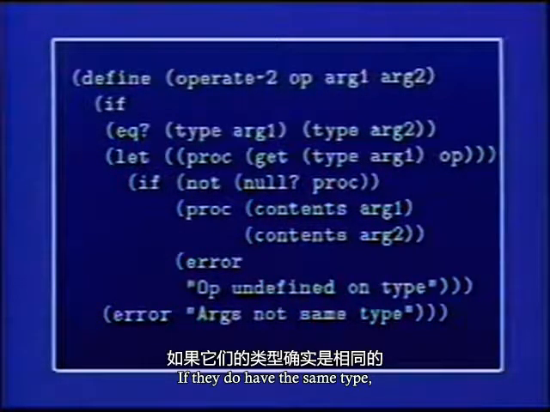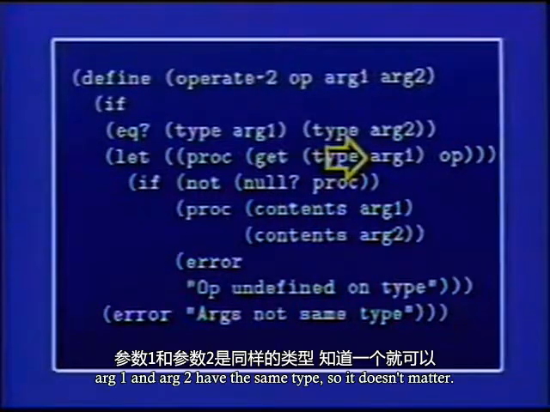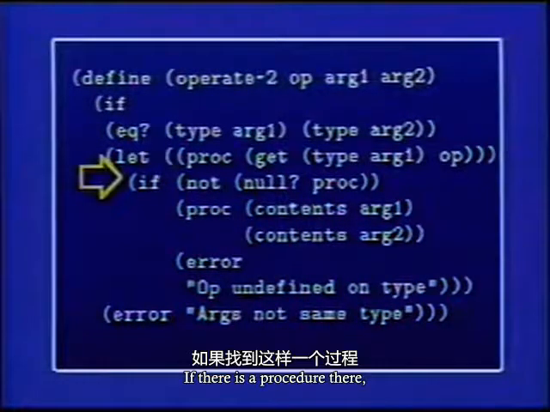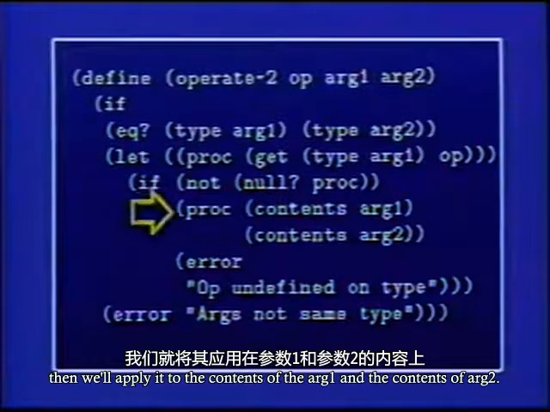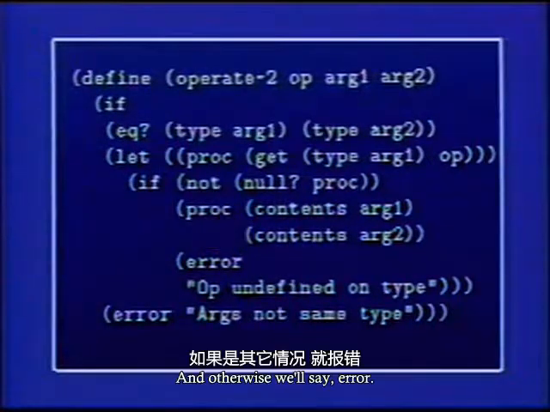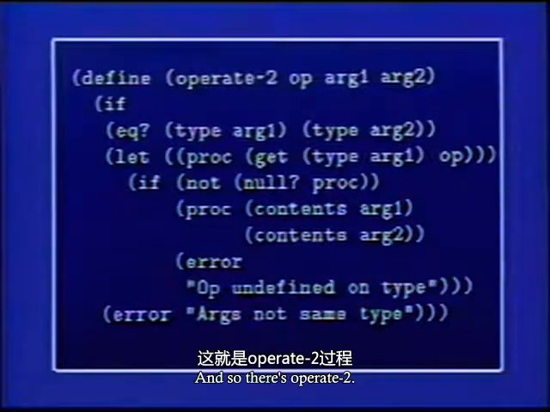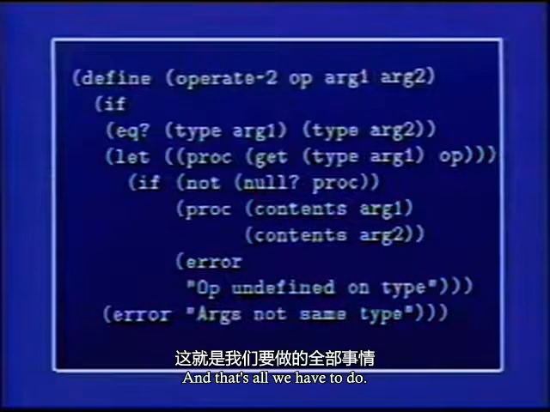If they do have the same type, we'll do exactly what we did before. We'll go look and filed under the type of the argument. It's this, arg1 and arg2 have the same type, so it doesn't matter. So we'll look in the table, find a procedure. If there is a procedure there, then we'll apply it to the contents of the argument 1 and the contents of arg2, and otherwise we'll say error, undefined operator. So there's operate 2. That's all we have to do.